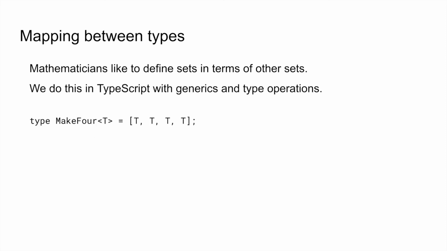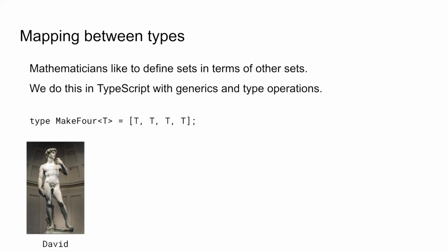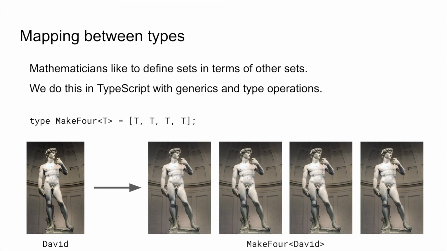The really powerful way to map between types, though, is with generics, and TypeScript gives us all kinds of abilities to do this. So here we've defined a MakeFour generic that takes type T and gives us back a four-tuple with four elements of that type. Back in the 1500s, Anders thought that generics were not worth the trouble, but Michelangelo really would have killed for this MakeFour technology.